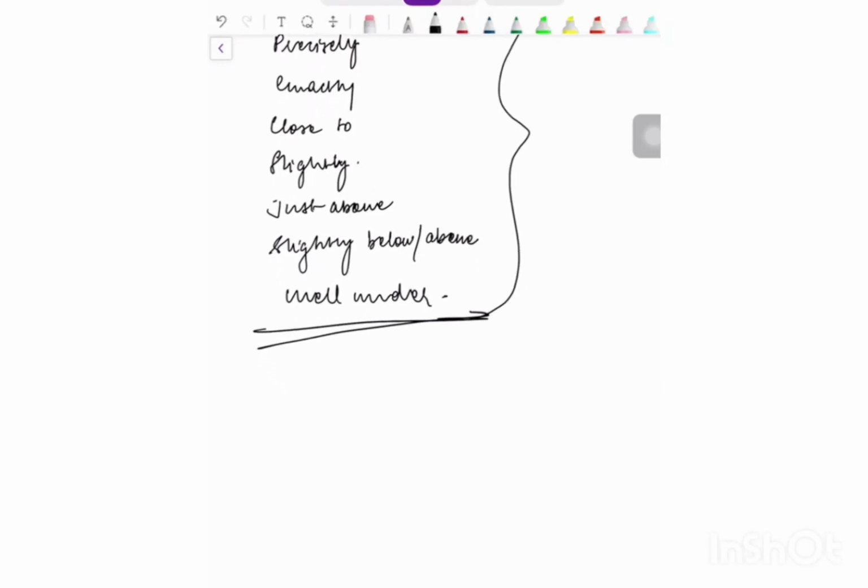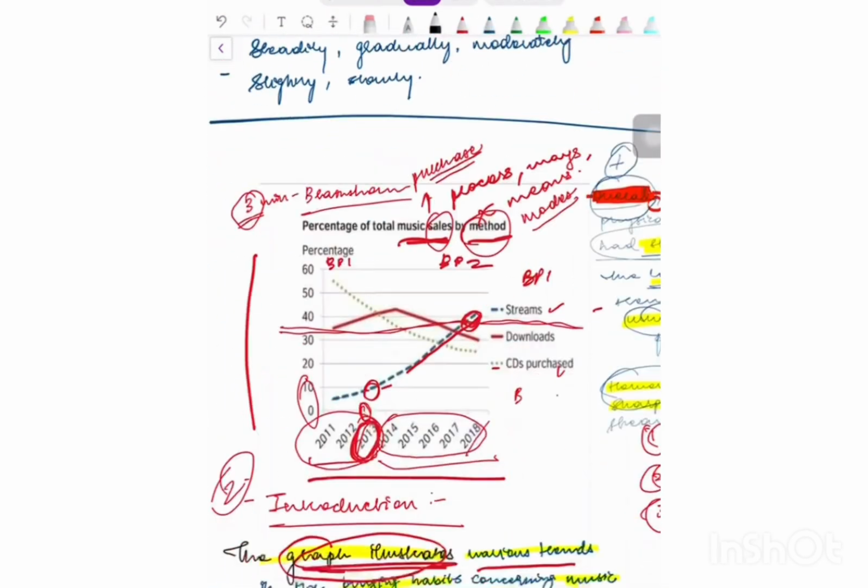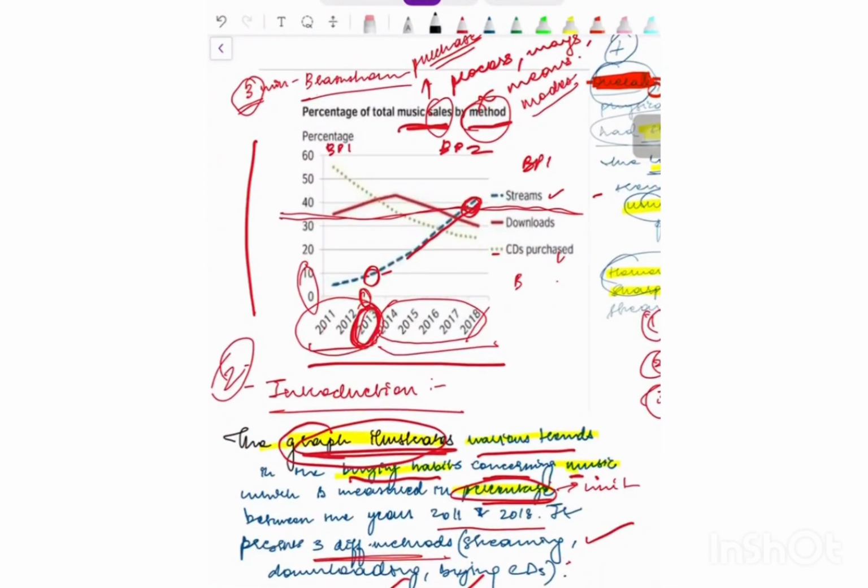So now what will be in body paragraph 1? Okay, we have the graph in front of us. This is the graph. Let me clear it out a little bit. We said we'll divide it year wise, or we'll divide it by the ways in which we purchase the music. Okay, we'll divide it in that way.